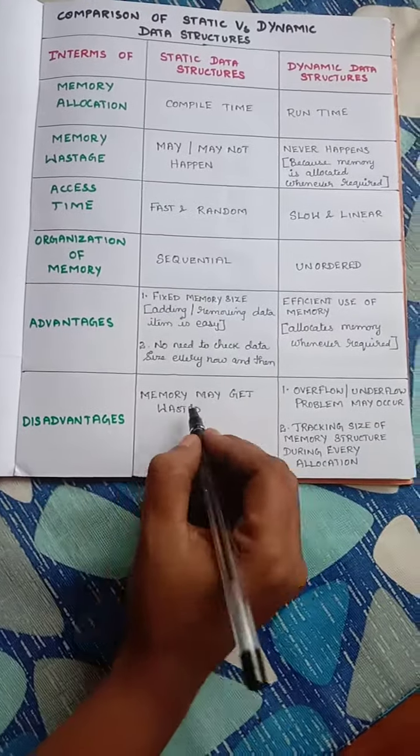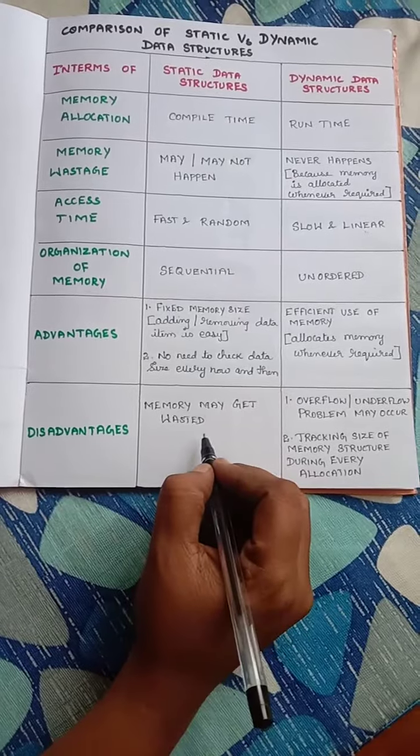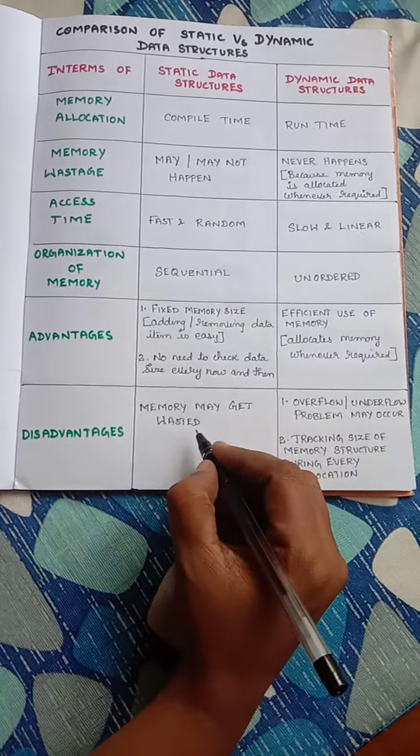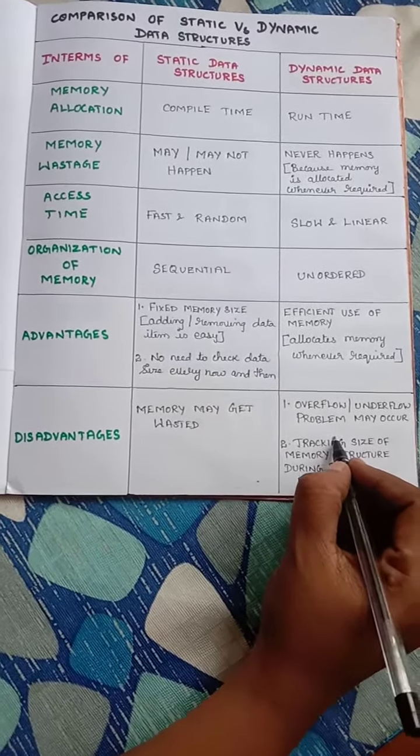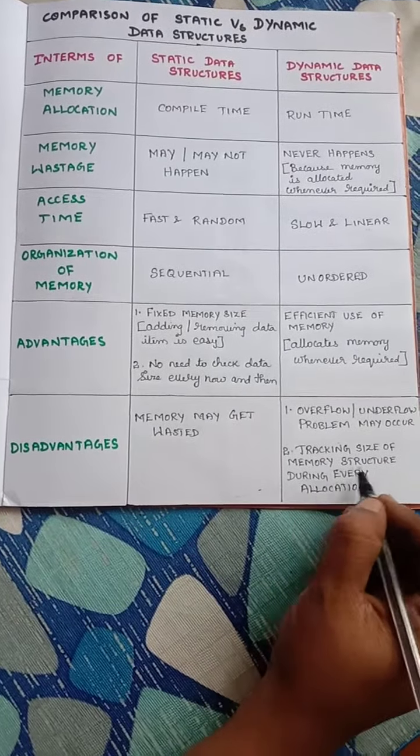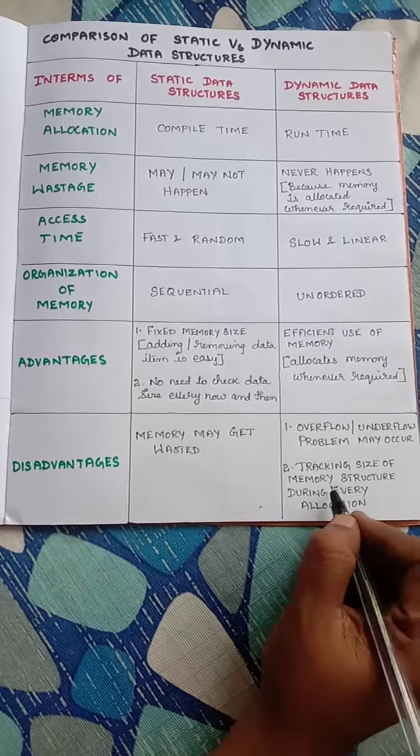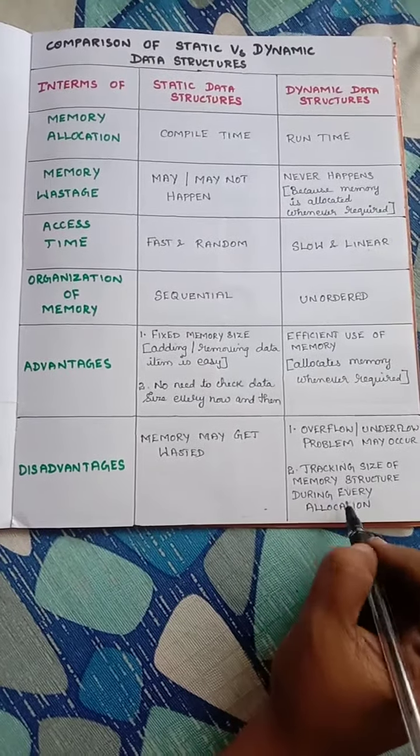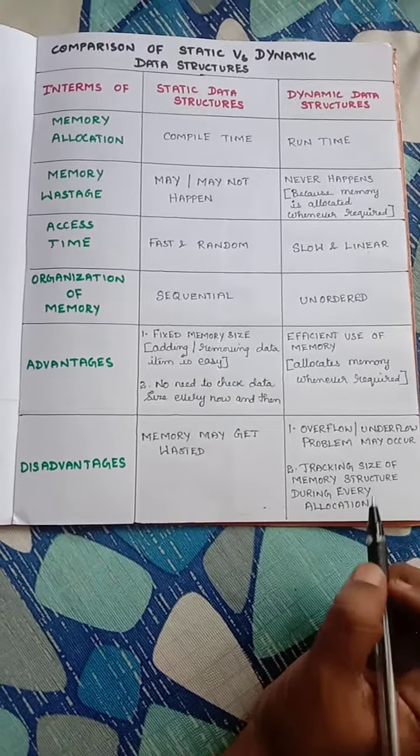Disadvantage: memory may get wasted in static data structure, but in the case of dynamic data structure, overflow and underflow problems may occur. Tracking the size of the memory structure during every allocation also happens in dynamic data structure. These two are the major disadvantages of dynamic data structure.